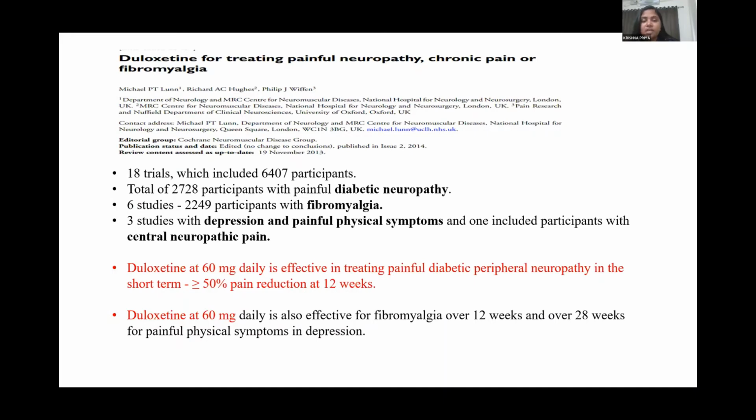Another use of duloxetine is for treatment of painful neuropathy, chronic pain, or fibromyalgia. A study was done which included 18 trials with around 6,407 participants, in 4 categories: diabetic neuropathy, fibromyalgia, depression and painful physical symptoms, and central neuropathic pain. These were compared, and it showed that duloxetine at a dose of 60 milligrams daily is effective in treating painful peripheral diabetic neuropathy in the short term, that is more than 50% pain reduction at 12 weeks, and duloxetine at 60 milligrams daily is also effective for fibromyalgia over 12 weeks and over 28 weeks for painful physical symptoms with depression.